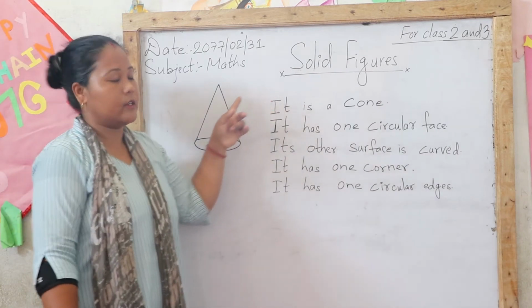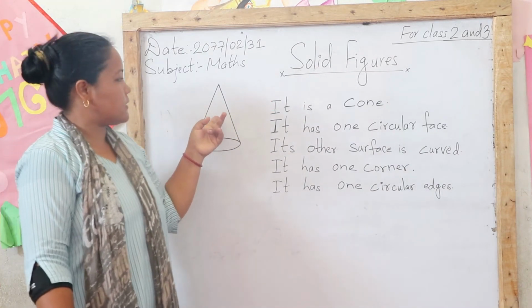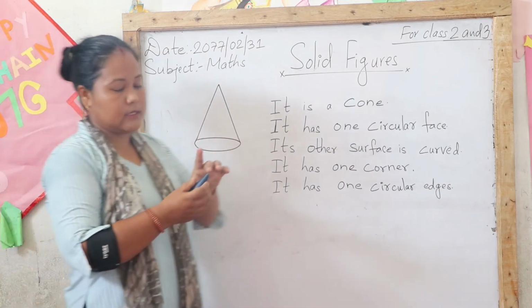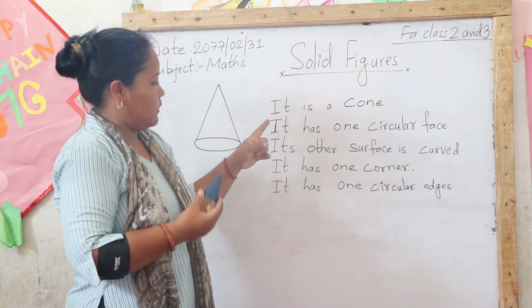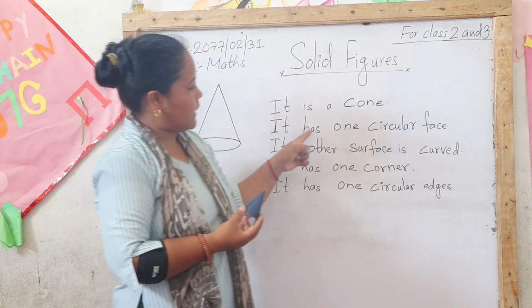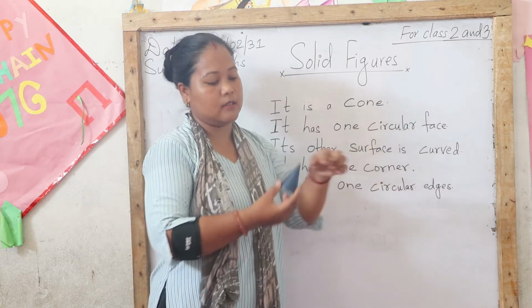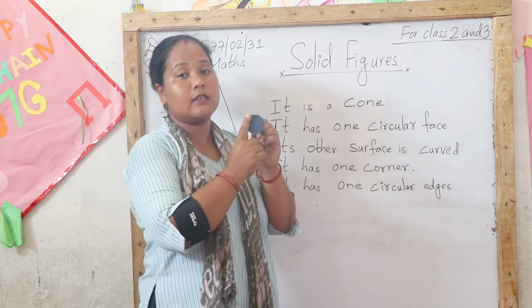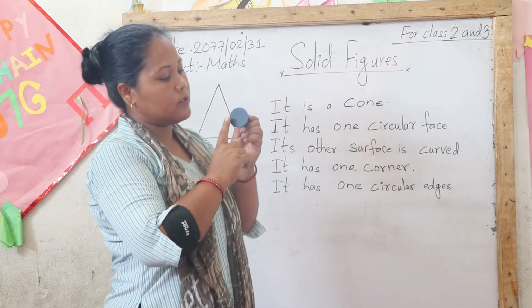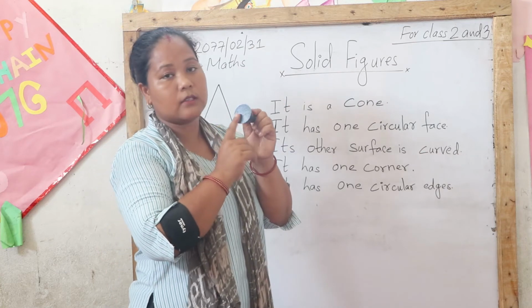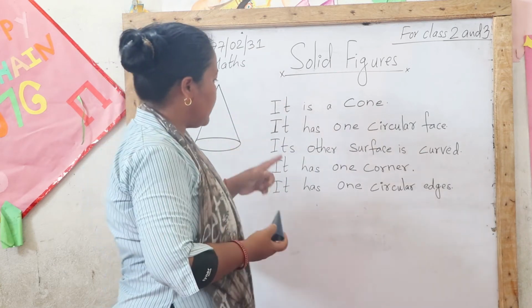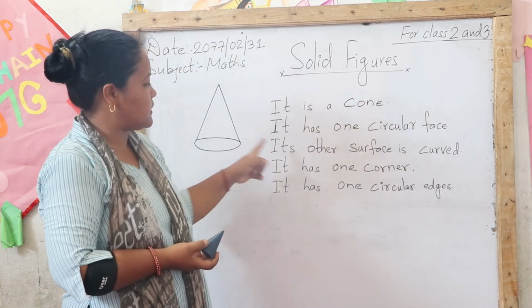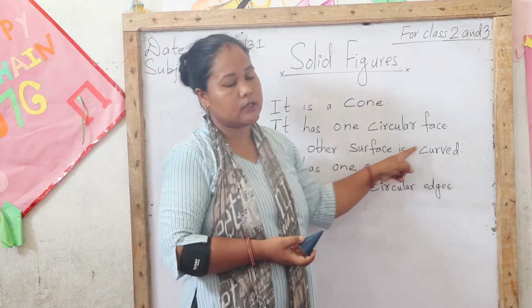Okay, next solid figure is cone. Let's read the properties of cone. It is a cone. Okay, let's see the model of cone. The property of cone is it has one circular face. In cylinder we have two circular faces, but in cone it has one circular face. Okay, and its other surface is curved.